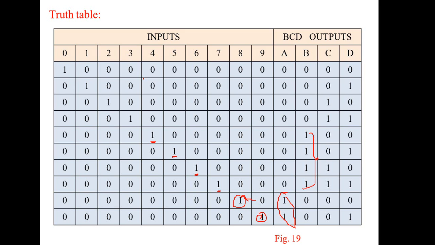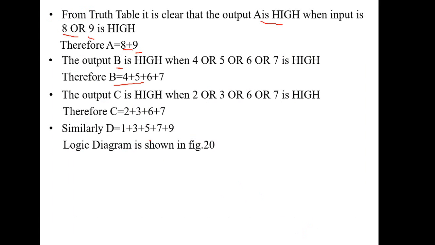Similarly, when you go for C, C is high at what condition? Here C is high in these two conditions. These two are 2 and 3. And C is high in these two conditions, one is 6, another is 7. So it is 2, 3 and 6, 7.